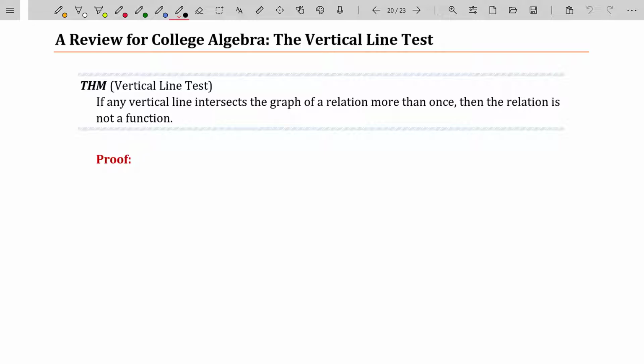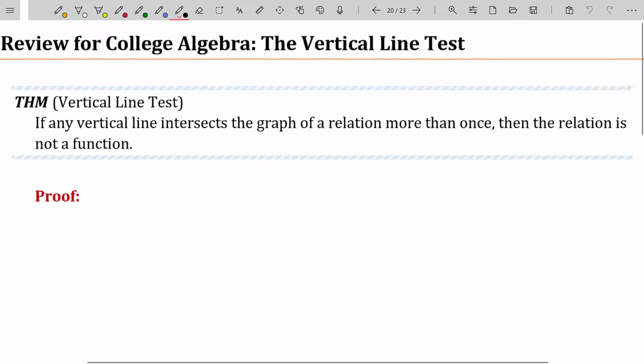This video is dedicated to a review for college algebra, and we're just going to cover the vertical line test in this video. This is all about functions. You should have already seen the vertical line test, so it shouldn't be anything new to you. I'm just going to quickly talk about it, give an example, and we'll be done with this video. So the vertical line test states the following.